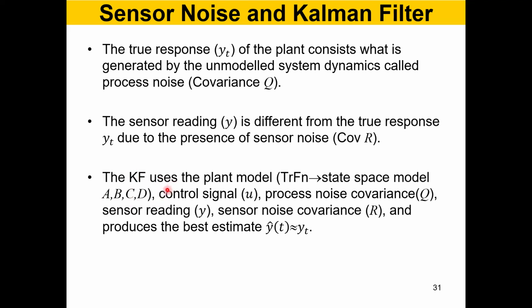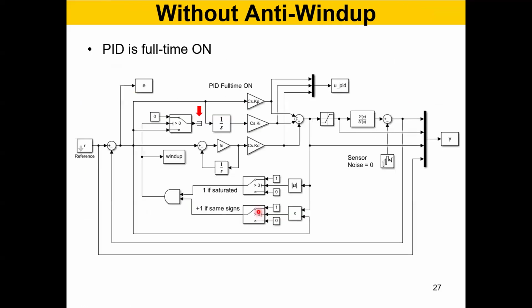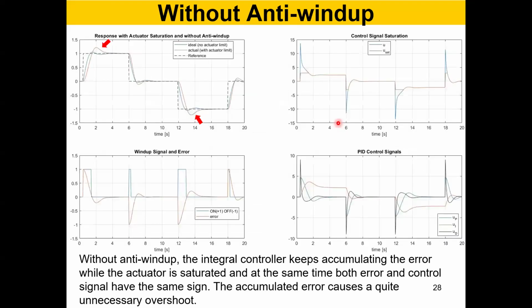And the Kalman filter also needs a control signal. What is the control signal you are giving to the plant? If I go back a few slides, I can tell you that this is the control signal, or rather here after saturation, this is the control signal. So the Kalman filter needs to know, before it can do anything, what is the model? What is the control signal? What else?